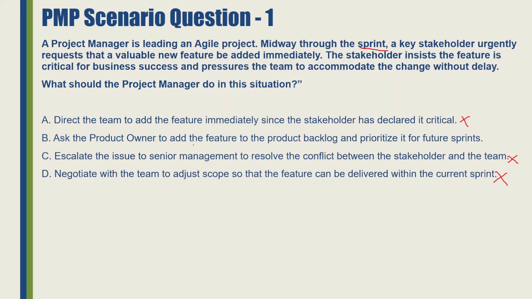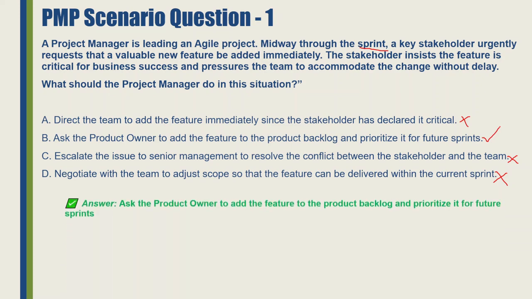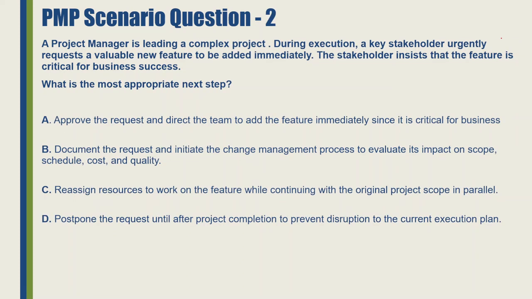Ask the product owner to add the feature to the product backlog and prioritize it for future sprints. This looks most appropriate as the product owner is the person who is responsible for adding new features and prioritizing them for future sprints. Let's look at the answer. And the answer is: ask the product owner to add the feature to the product backlog and prioritize it for future sprints.